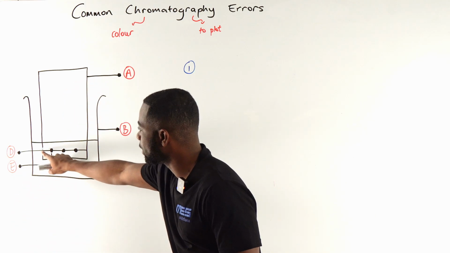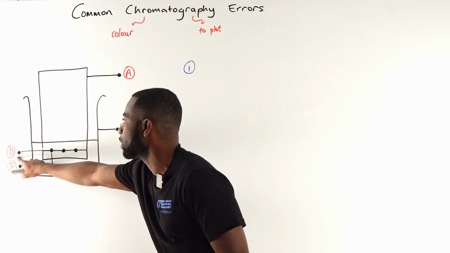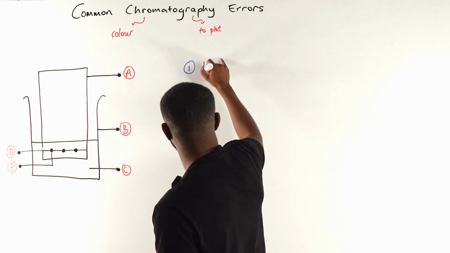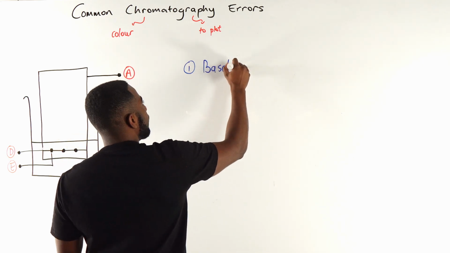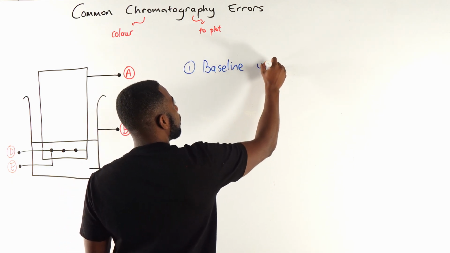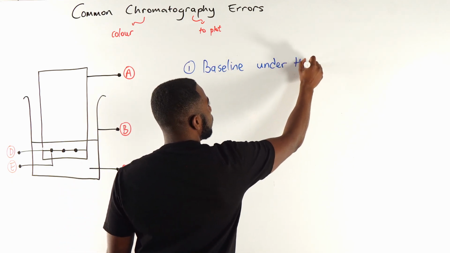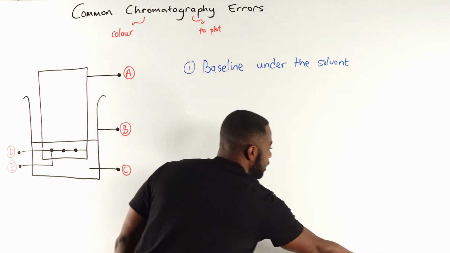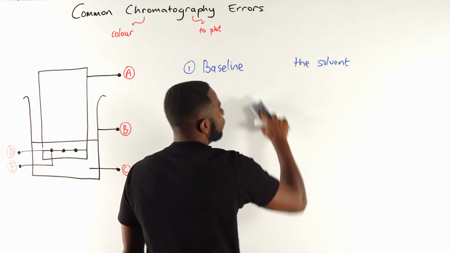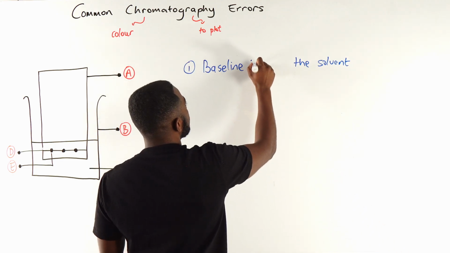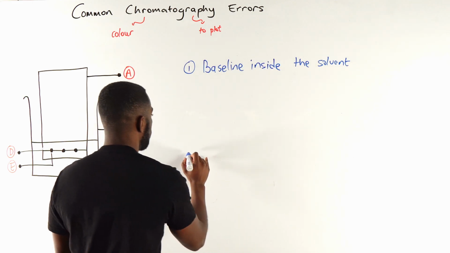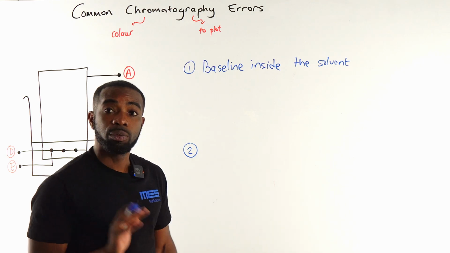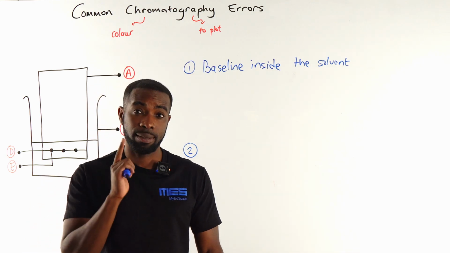You can see that our baseline, we mentioned part D there, label D, our baseline is under the solvent, or inside the solvent. Let's put inside is a better word there. Baseline inside solvent. And I'm going to give you one more error here that you need to know. There are other errors that I'm going to talk about but not write down, because these two are the ones that come up in exams all of the time.